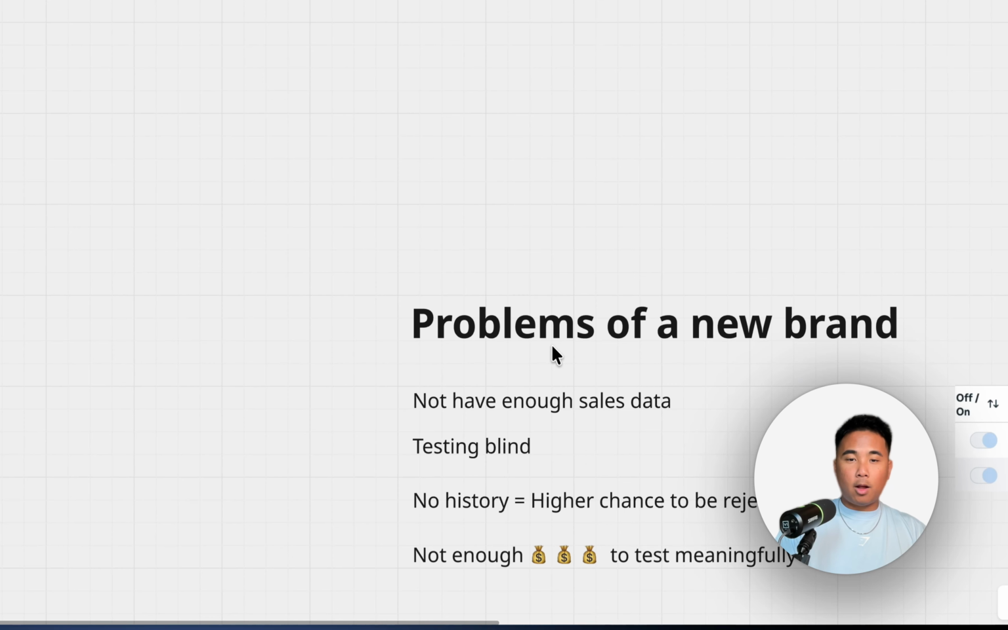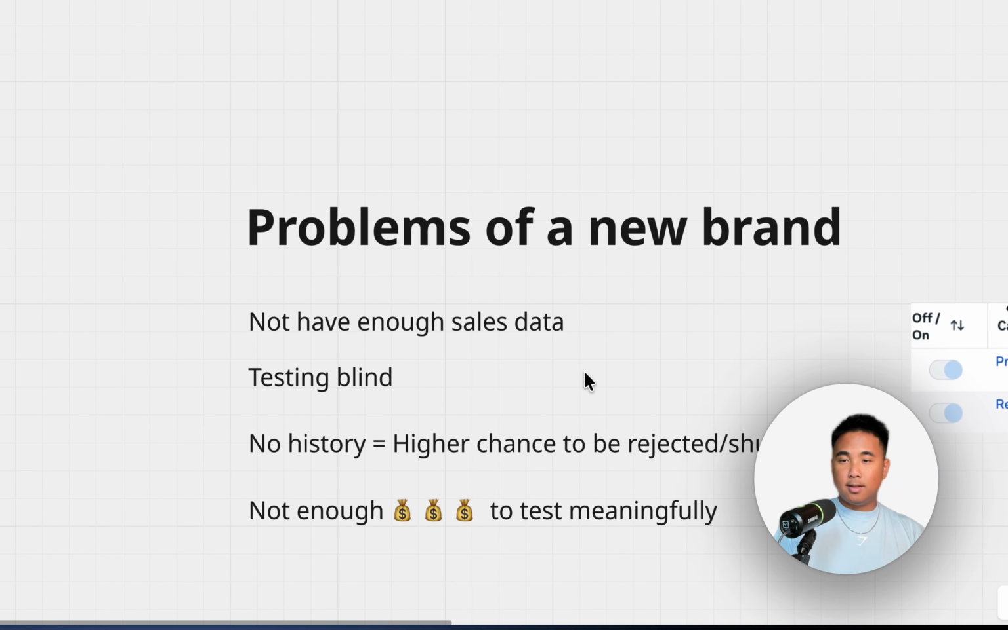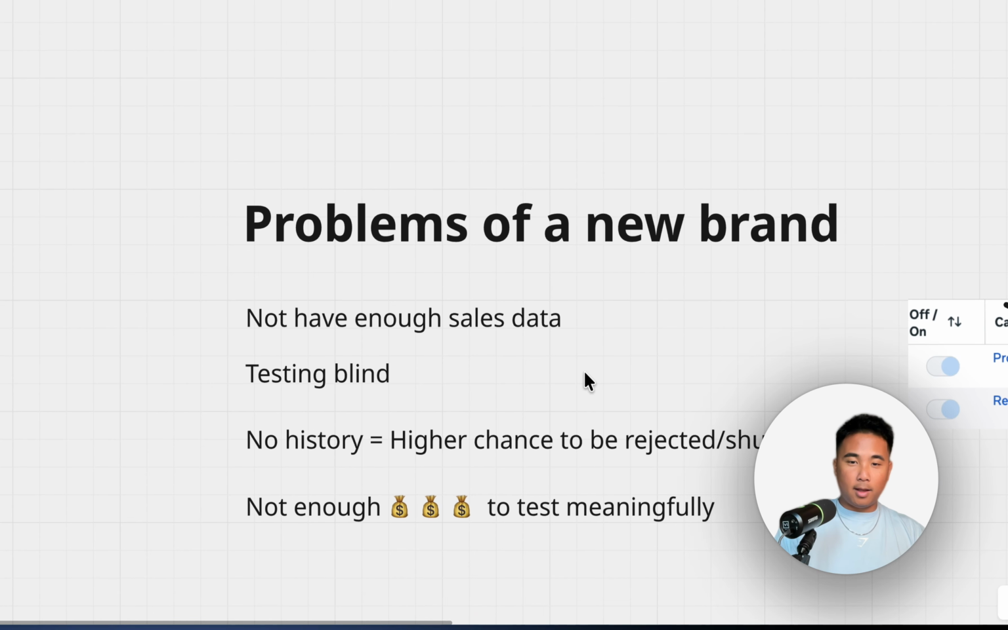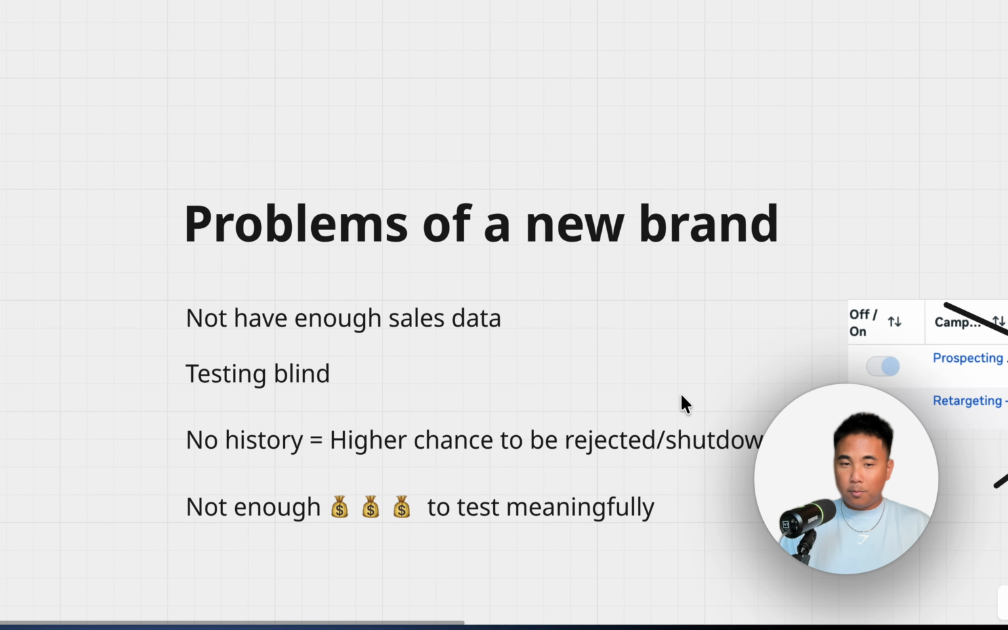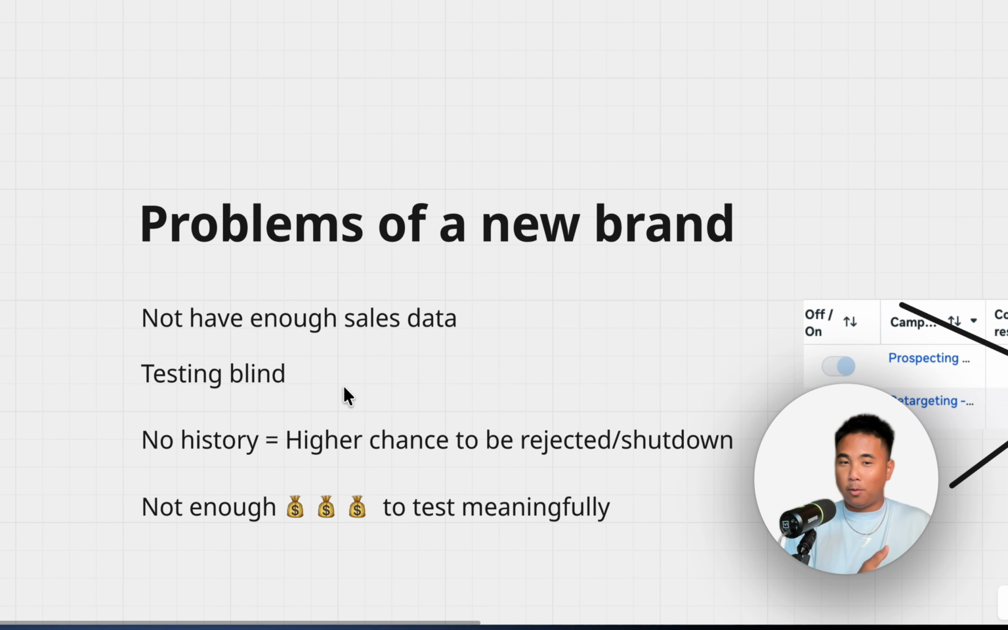These are the problems of a new brand, and we see this every day. I go into sales calls and I get new brands all the time. The problem is you don't have enough sales data. You also are testing blind because you don't know what works and what doesn't work. You don't know your avatar yet, because you don't have enough sales data to tell you who the people are that are actually buying it.